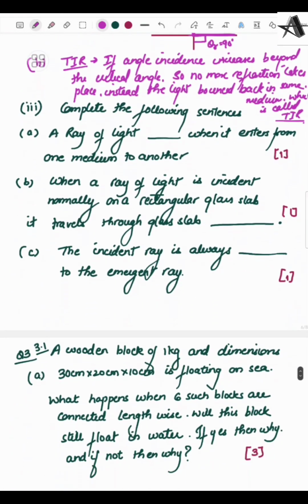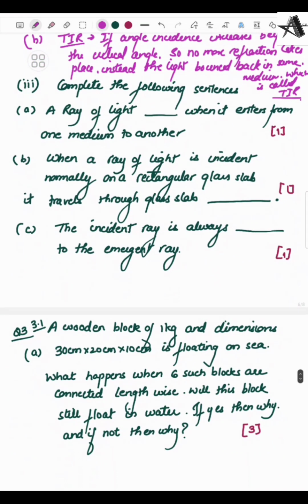Now part 3 says complete the following sentences. A ray of light, when it enters from one medium to another medium, we just studied what happens. It refracts. A ray of light refracts, or you can say bends. Either you can write refracts or you can say bends, when it enters from one medium to another medium.